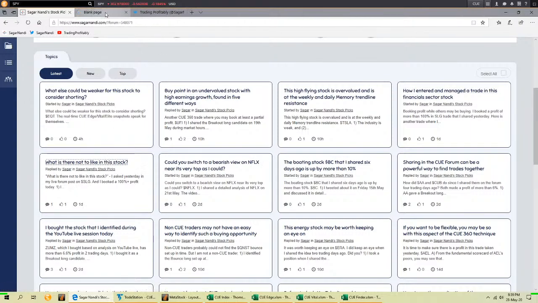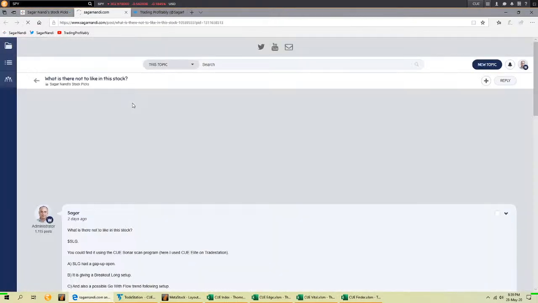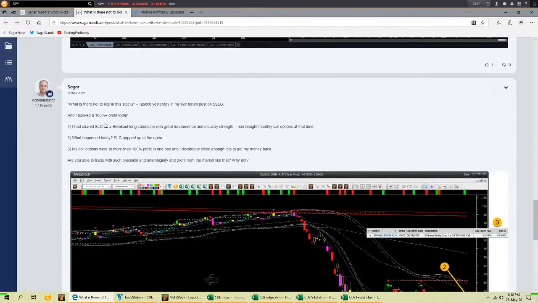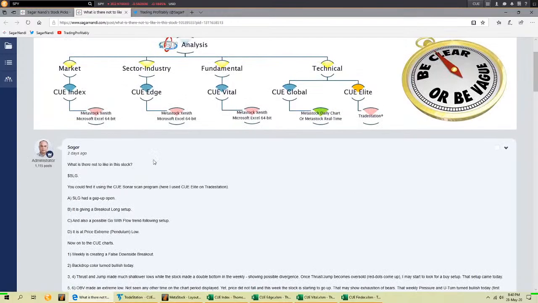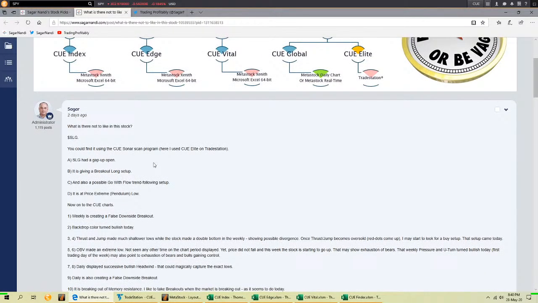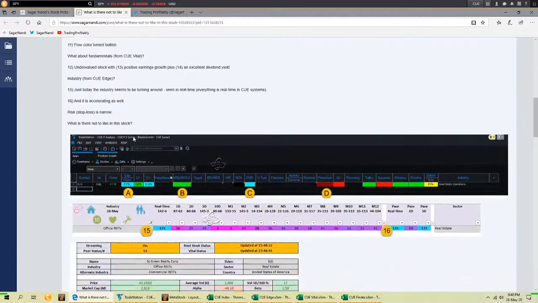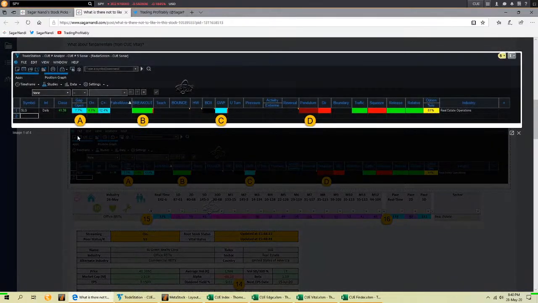This one. And using the Q360 degrees analysis, I saw everything was bullish. It was at a lower price point and I'm very comfortable taking those trades, either at the very high, like Netflix or another trade that I will show soon, and at the very low, like in SLG. What is there not to like in this stock?